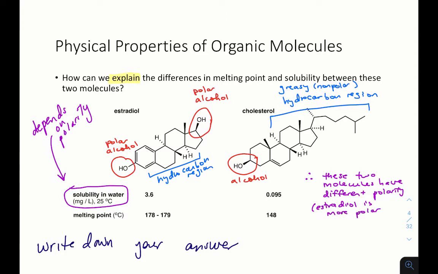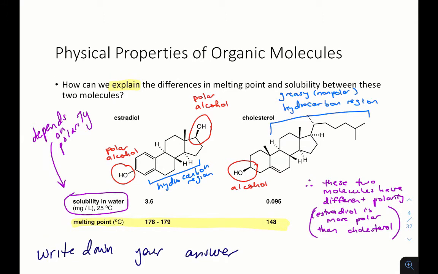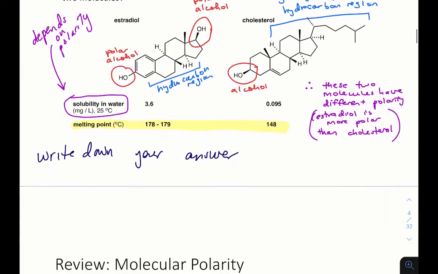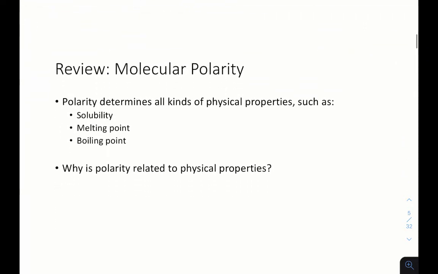Neither of them, though, are very water soluble at all, right? Only 3.6 milligrams per liter. How can we explain the differences in the melting point? We can see that estradiol has a significantly higher melting point than cholesterol. Why is that? Well, the answer also lies in the polarity difference between these two molecules. We know that polarity determines all types of physical properties. We may recall that from general chemistry, such as solubility, melting point, and boiling point.